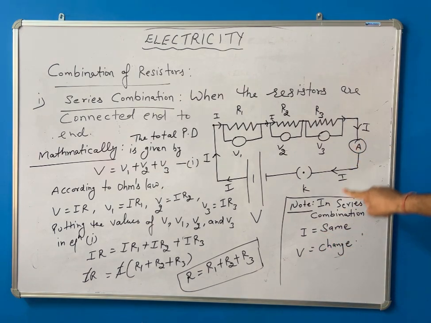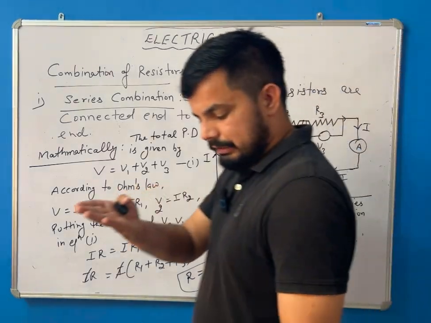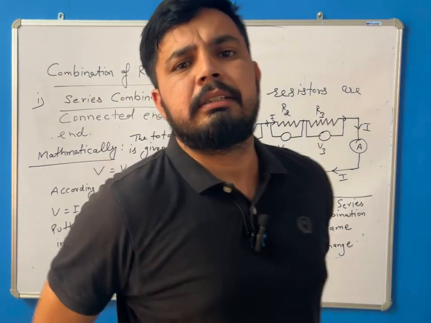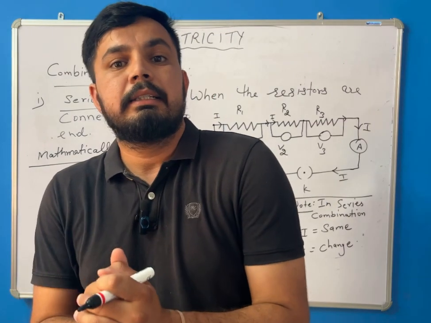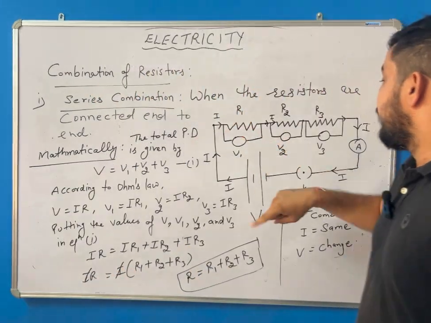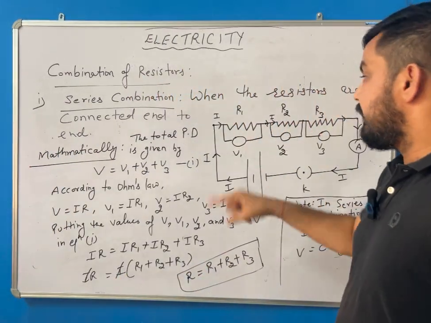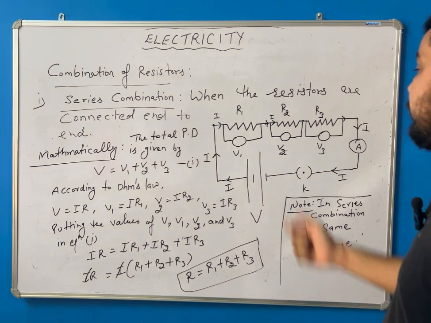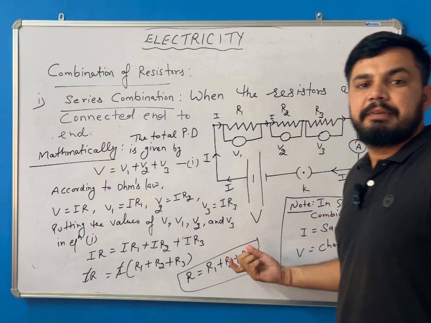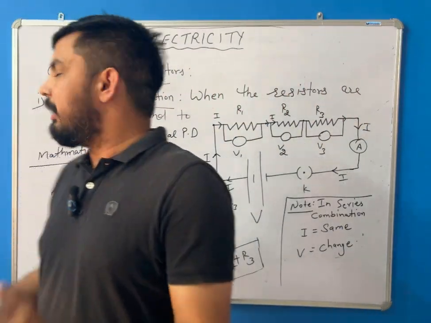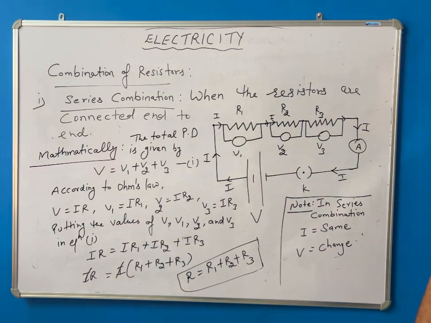That's why an ammeter is always connected in series. In the first lecture, we discussed electric current. I told you that electric current is measured by an ammeter, which is always connected in series, and that later I would tell you why. So here is the reason: in series combination I will remain same, but V, that is the potential difference, will change. So this is our series combination of resistors.